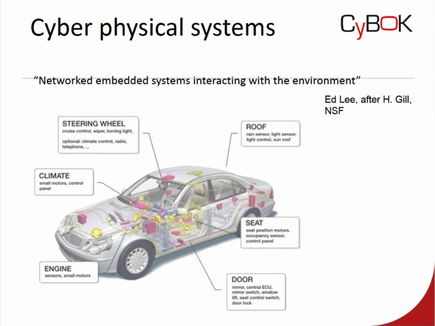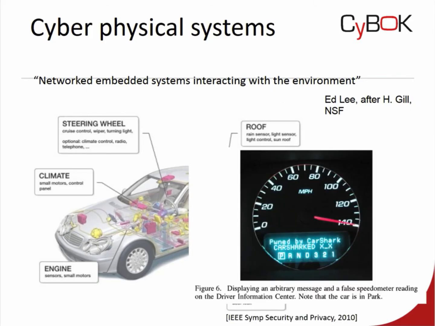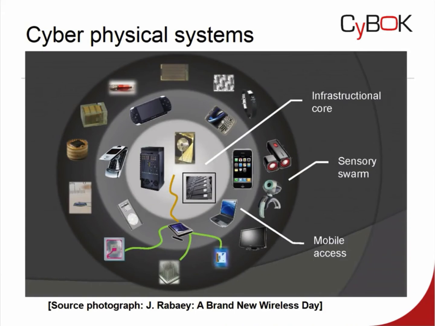And as you all probably know, these devices are being attacked. Here I show a dashboard picture, and the car is at full speed, more than 100 miles an hour. At the same time, it's stand at park. So someone played with the software. Attacks are possible on these cyber-physical systems. There are many more examples. You've probably seen them in previous lectures.